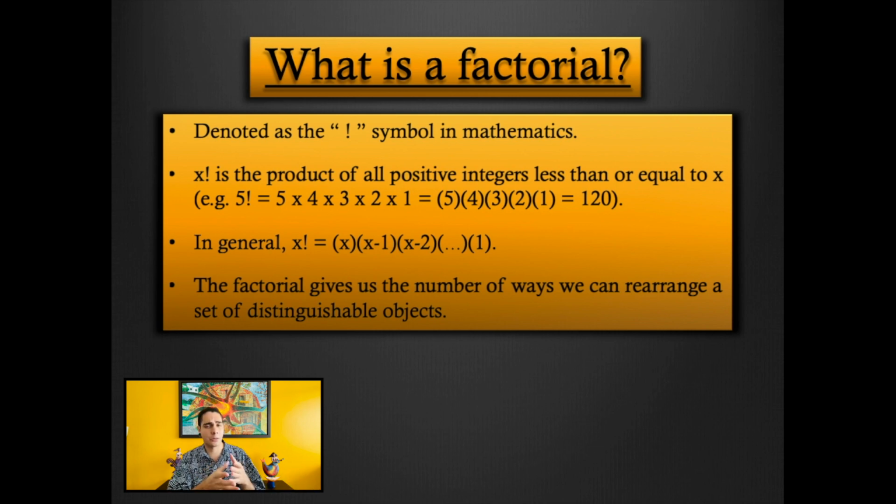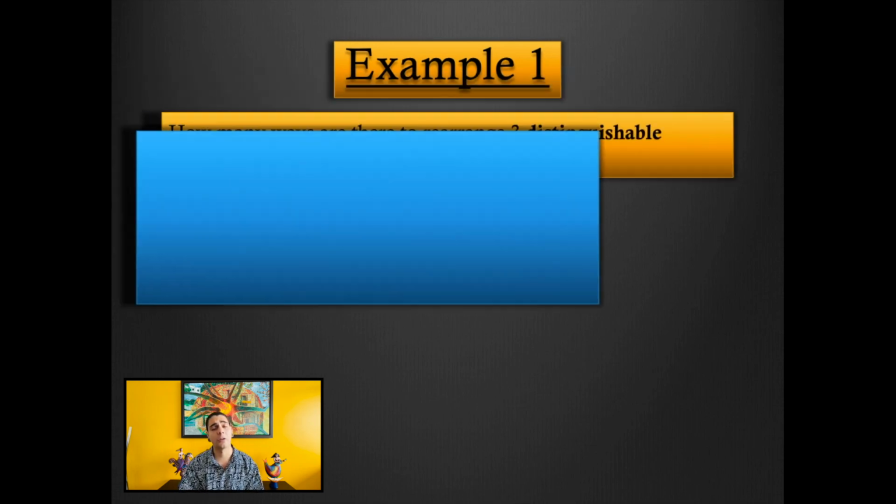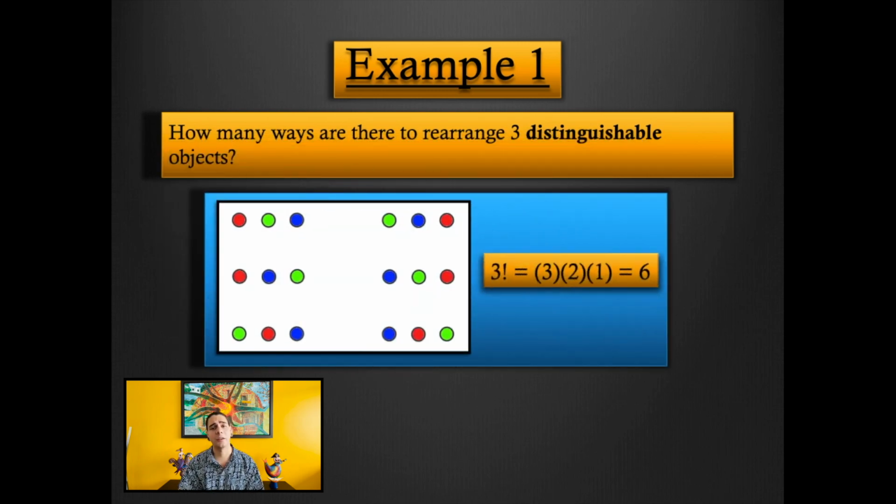So if you have 3 objects, 3 factorial is equal to the number of ways you can rearrange those 3 objects if each one is unique. In other words, none of them are identical. Let's move on. In this example, they're asking us how many ways can we rearrange 3 distinguishable objects? Well, 3 factorial is 3 times 2 times 1, which is 6. And this, as you can see, turns out to be the number of ways that we can rearrange these objects.